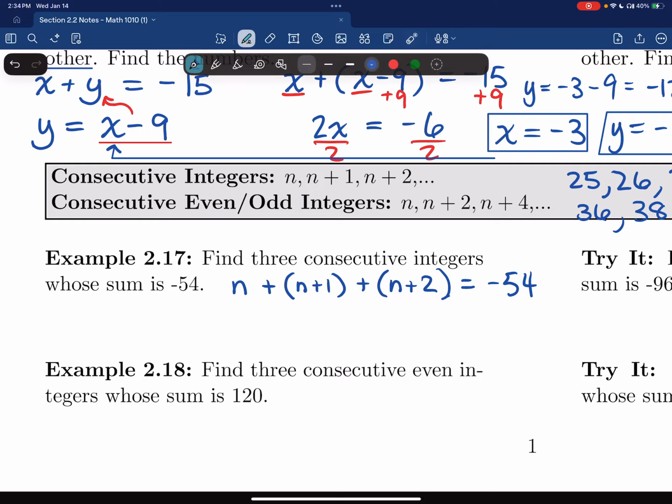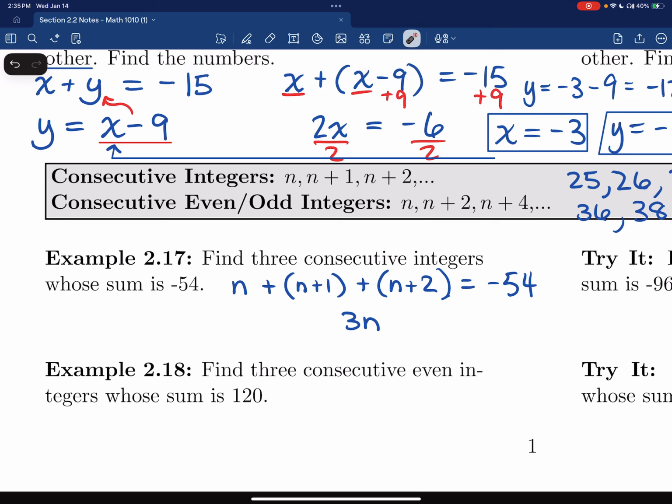I can now use a strategy to solve this equation. All right, so let's combine like terms. For example, n plus n plus n gives me 3n.